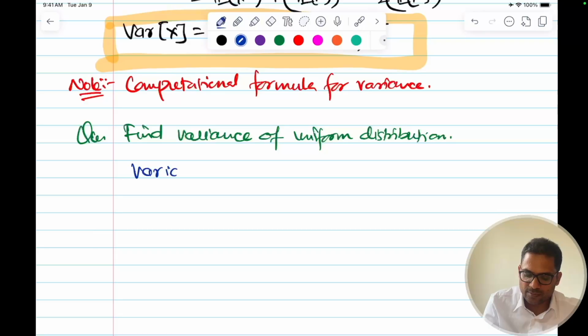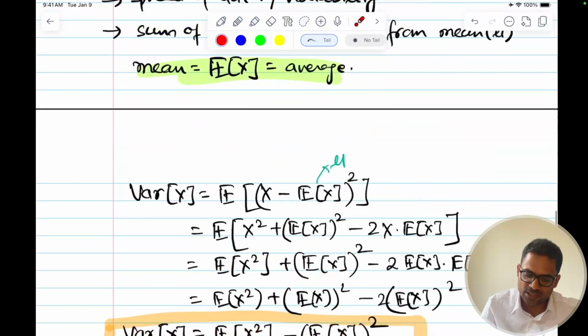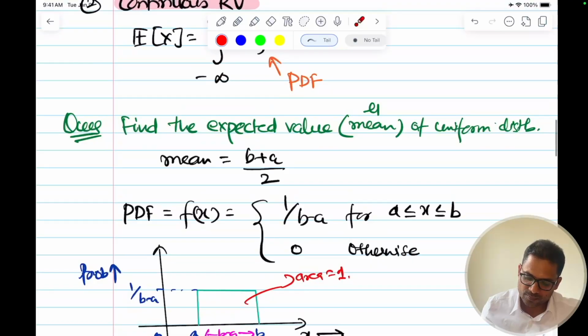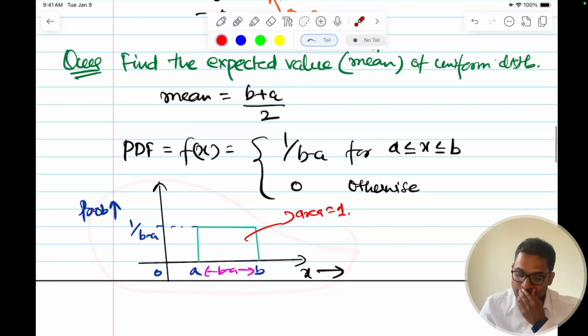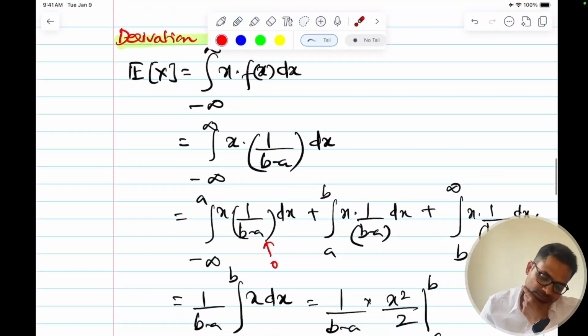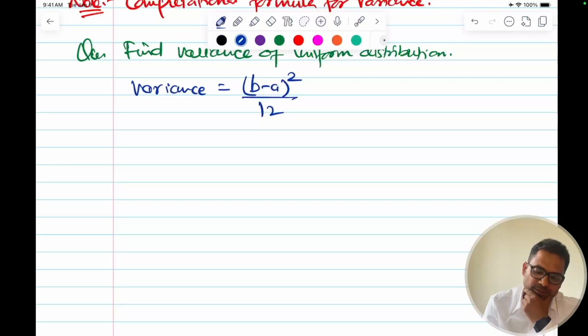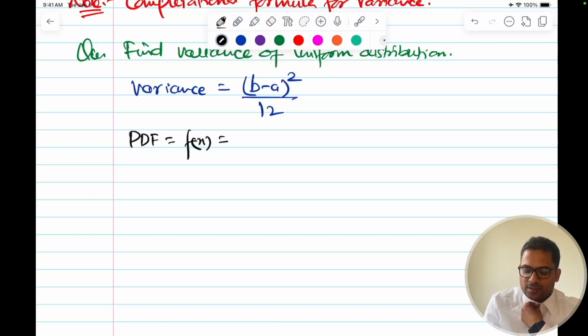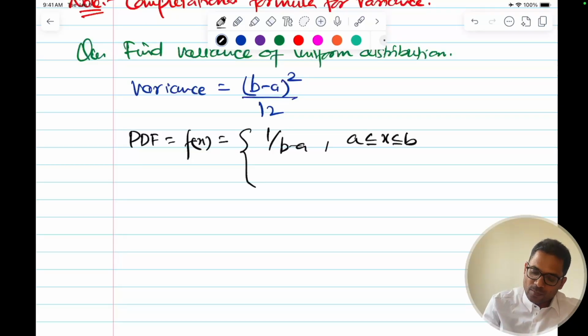Variance is given by (b minus a) whole square by 12, and you have seen what is the uniform distribution. This is our uniform distribution, which is defined over f of x is 1 by b minus a for x in the range a to b. The variance of that is given by (b minus a) whole square by 12. We have seen this in the previous video. So let me write down the PDF again. PDF is f of x is equal to 1 by b minus a when a is less than or equal to x is less than or equal to b, and it's equal to 0 otherwise.